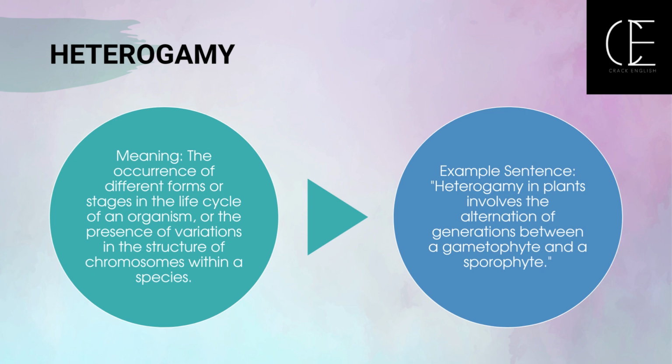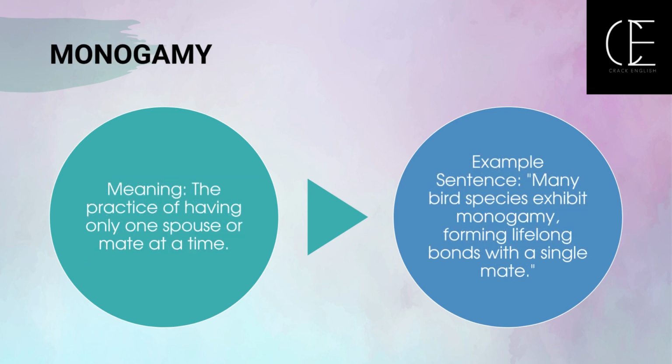Heterogamy, meaning the occurrence of different forms or stages in the life cycle of an organism, or the presence of variations in the structure of chromosomes within a species. Example sentence: Heterogamy in plants involves the alternation of generations between a gametophyte and a sporophyte. Monogamy, meaning the practice of having only one spouse or mate at a time. Example sentence: Many bird species exhibit monogamy, forming lifelong bonds with a single mate.